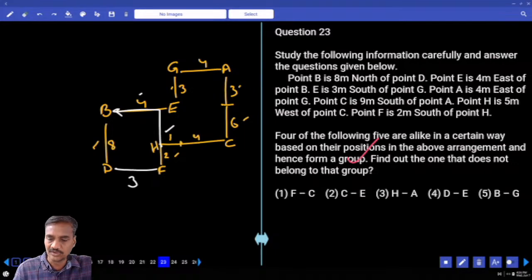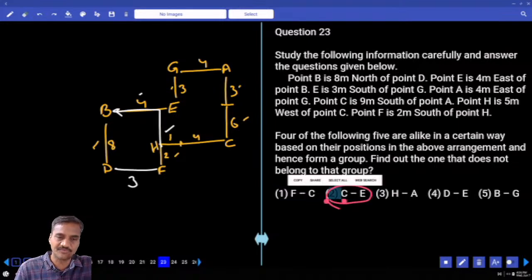Then 23, odd one out, F and C. Now F is to the southwest of C, and C is to the southeast of E. H is to the southwest of A, D is to the southwest of E, and B is to the southwest of G. Hence except choice 2, the remaining are first point is southwest of the second. Hence choice 2 is the odd one, question number 23.